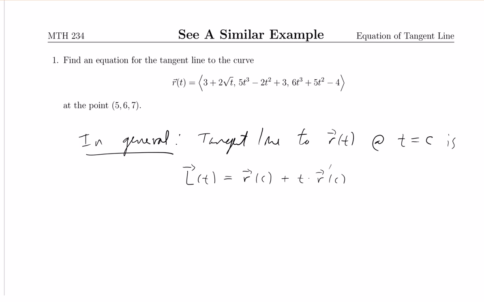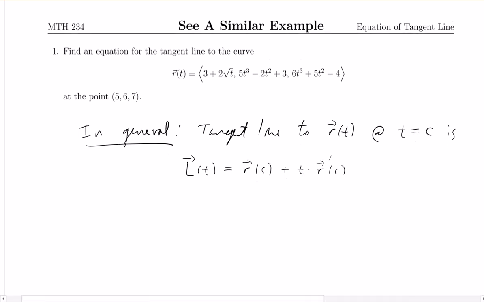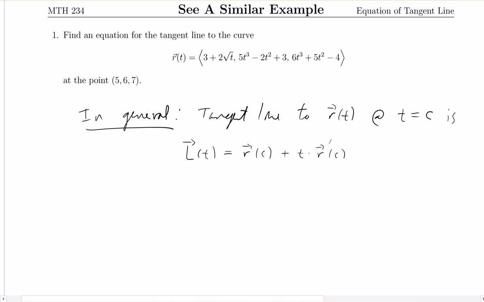So now we want to apply this to our specific example. r of t is given above, and c is whatever the value of t is that corresponds to this point that we were given, 5, 6, 7. So okay, now to our specific example.